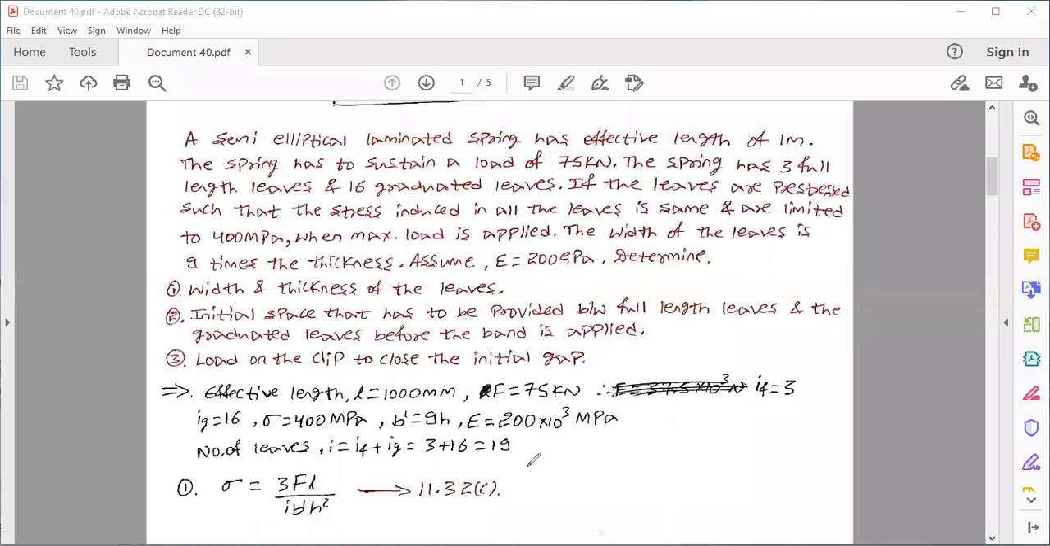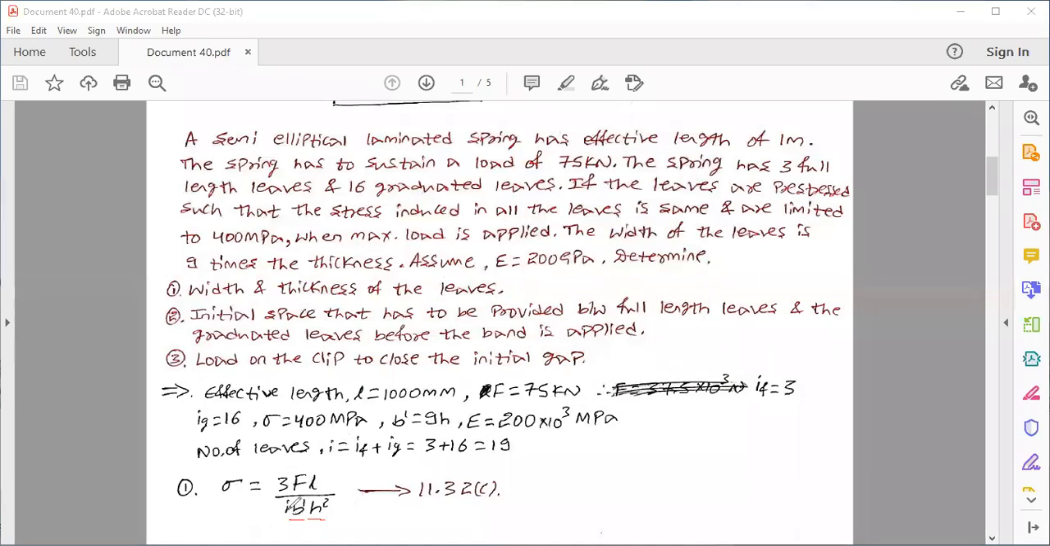First, I will find out the width as well as the thickness of the leaves. From the data book, to find out the width and thickness, you can use equation 11.32 C. In this, load is given, length is given, stress is given.